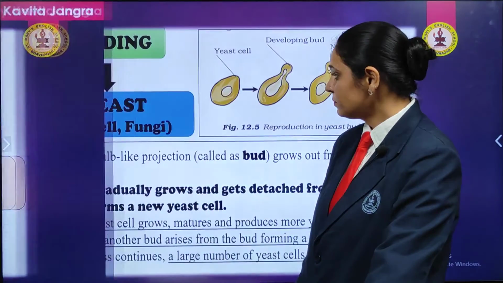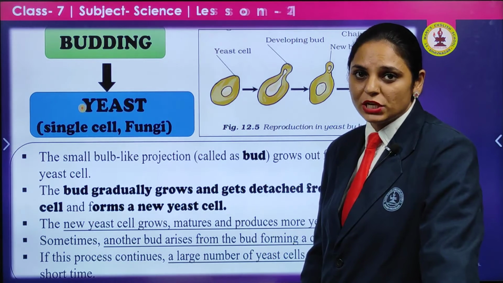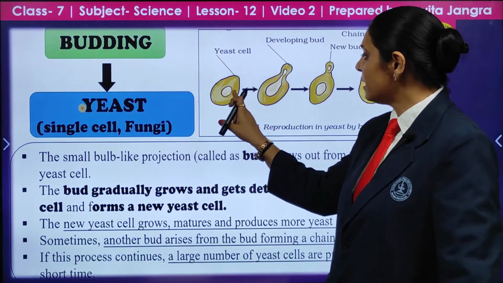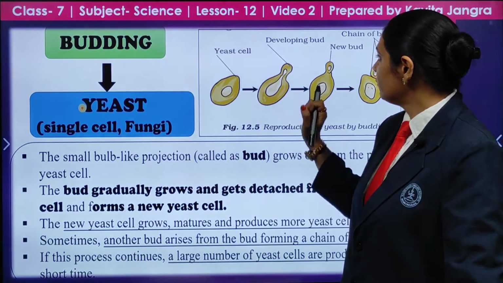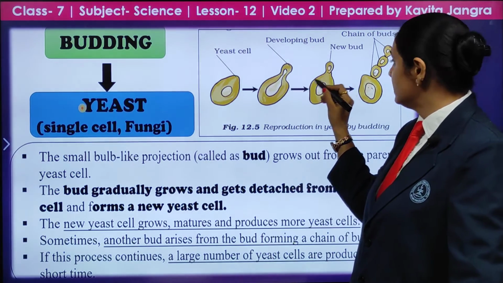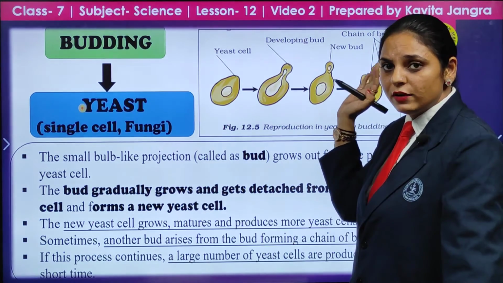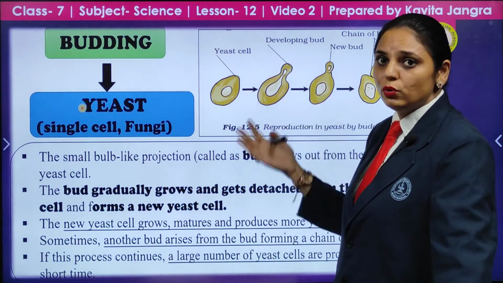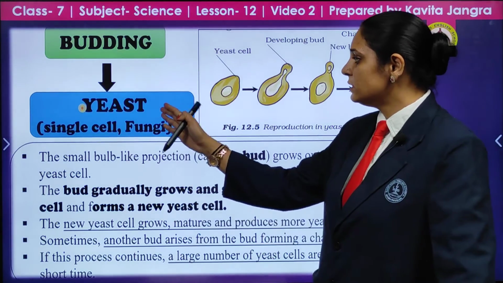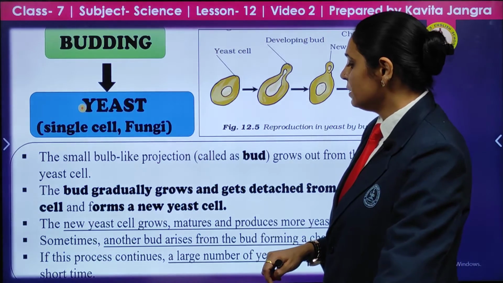Next, we have over here budding. What is budding? In the case of yeast, what happened? There is a bulb-like projection. They are known as buds, and yeast is a single-cell fungus. There is a development of the bud, and this bud nips off, that means a new bud will arise and ultimately it will give a chain of buds. After maturation they detach from it and a new, different plant will grow. So, the example of this is yeast, a single-cell fungus. This is the budding process.